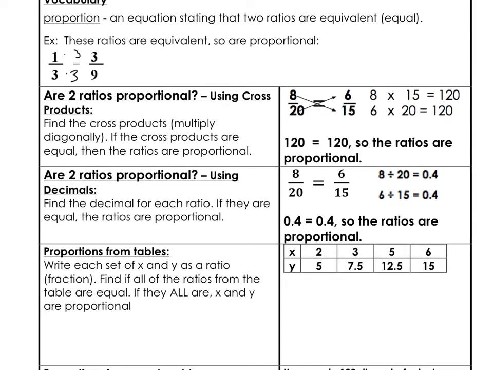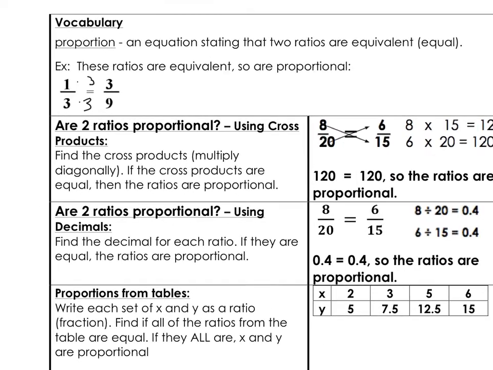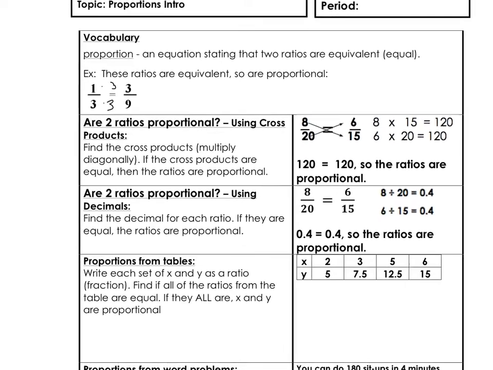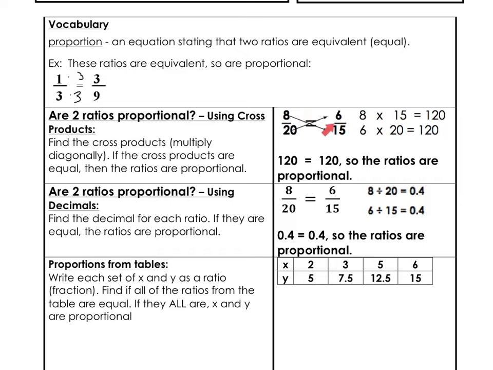So you may already know this, but I'm going to go over it anyway. A couple different ways here. First is the easiest way. It's using cross products. This is the butterfly method, you may recall. Okay, all you do is you do cross products, meaning you multiply 8 times 15, 6 times 20. Basically, you're multiplying diagonally, and if those products are equal, that's proportional. So, in the example here, you've got 8 times 15, that equals 120. 20 times 6 also equals 120. Boom, they're the same, so they are proportional.